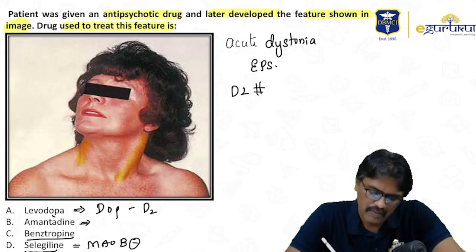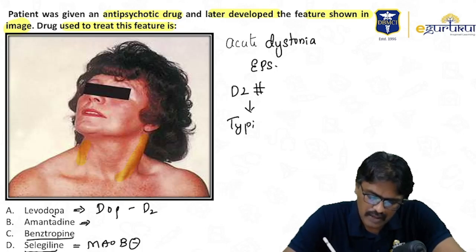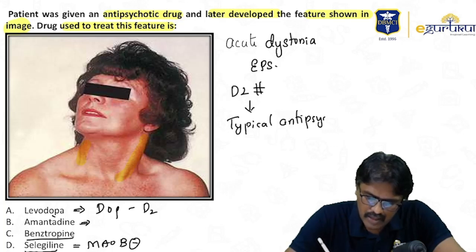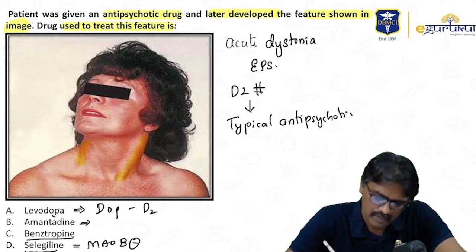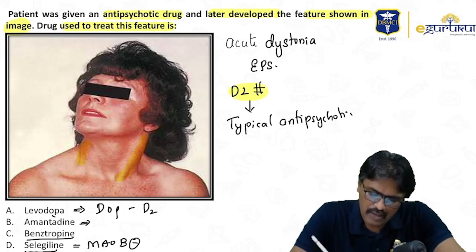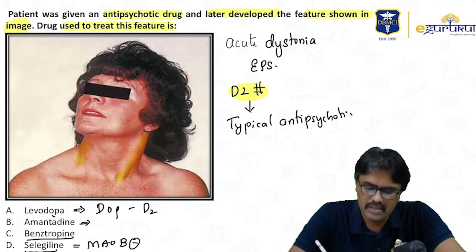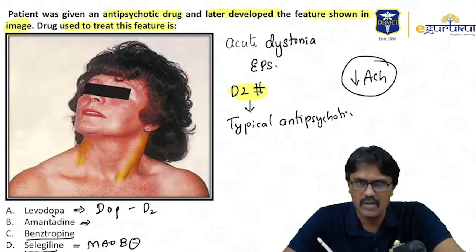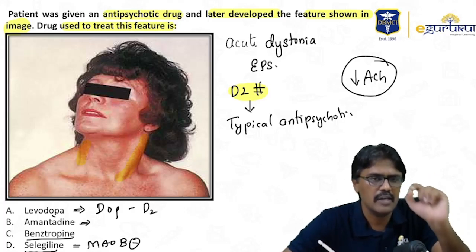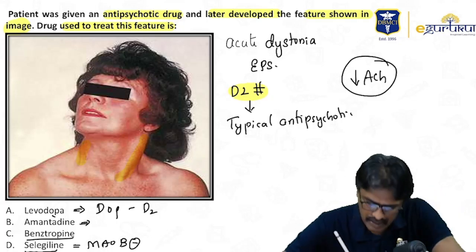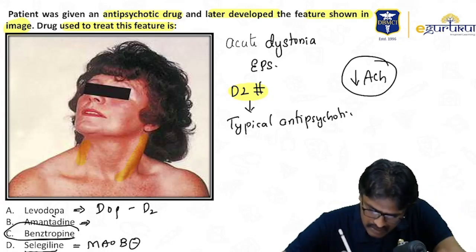Now, what happens when we use D2 blockers? You know that typical antipsychotics are D2 blockers, and in the question we have mentioned that antipsychotic was given, so D2 was blocked. Now, to reverse this dystonia, what happens in the body? There will be increased acetylcholine. I have to decrease this acetylcholine. So, the drug which decreases acetylcholine is called central anticholinergic. That is the drug which I can use in the treatment of this acute dystonia. So, what is that? The central anticholinergic is benztropine.